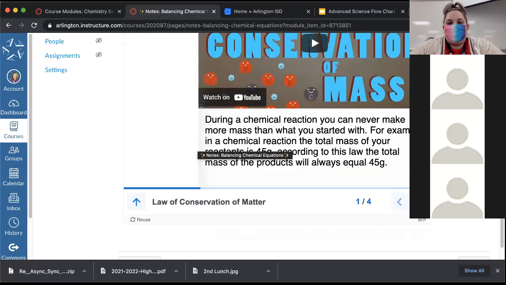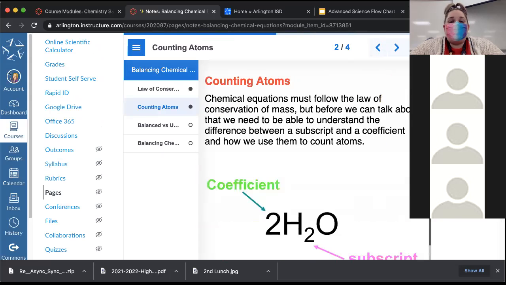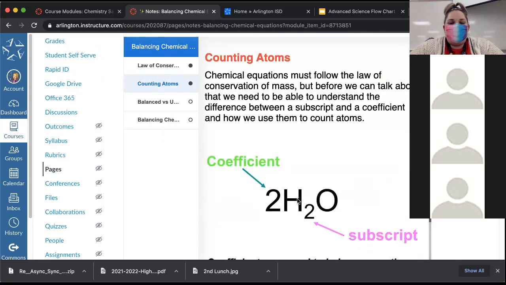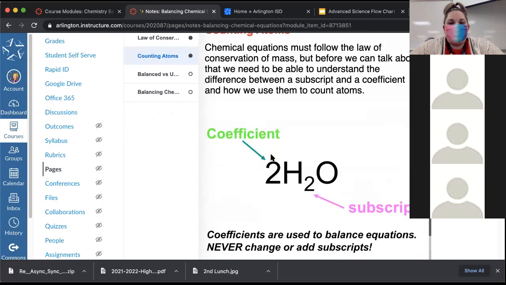So let me go to page 2 here. All right, so how do we balance them? We add these numbers in front of our chemical formulas. These are called coefficients. So when we write chemical formulas, like this is H2O, this is water, we have these little numbers. Remember, those are called subscripts. So we need to know the difference between these two numbers because subscripts, the little numbers, the one that's here in pink, those are part of the chemical formula.